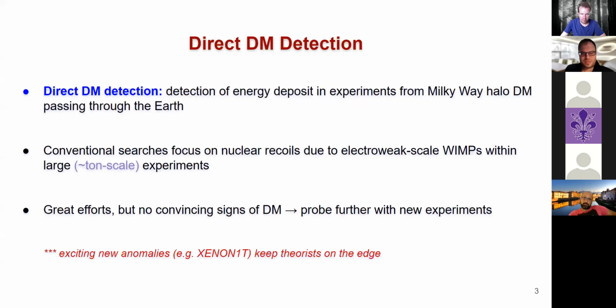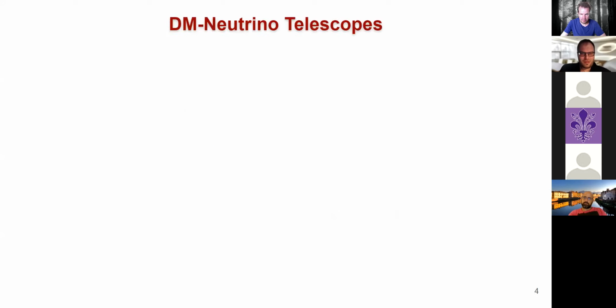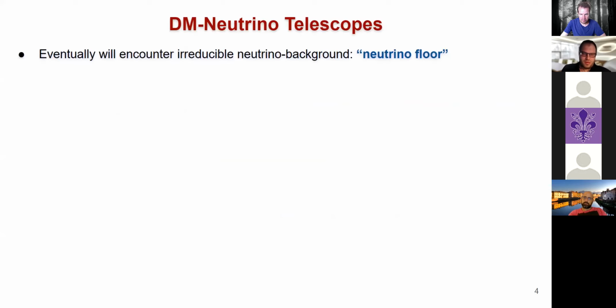And of course, with the xenon 1 ton, any kind of new anomalies will keep the theorists on the edge, looking forward to any new discoveries. As you probe deeper with these large experiments, the conventional direct detection WIMP searches, you will eventually encounter the so-called irreducible neutrino background, the neutrino floor.